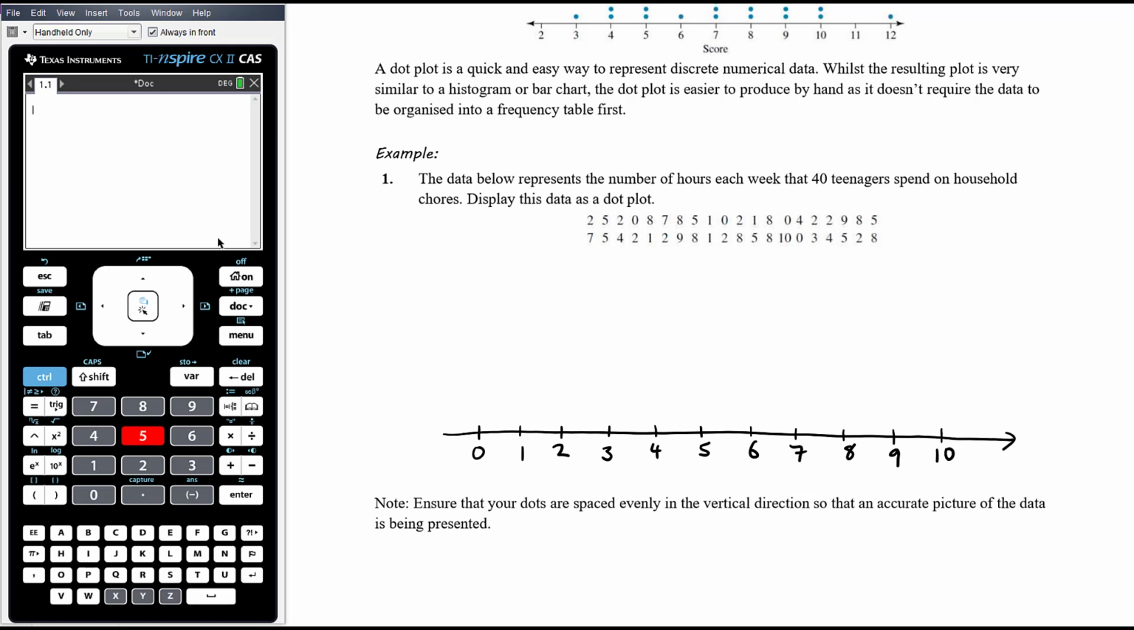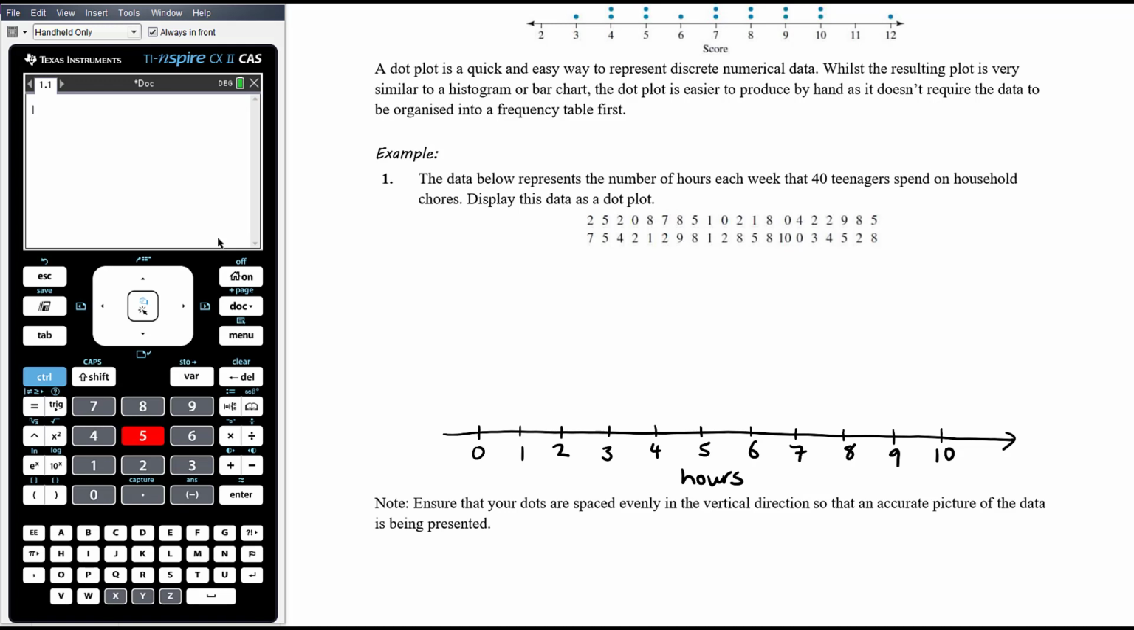And we also need to obviously identify what those values represent. So these are hours. Or, study hours, hours on chores each week, but the values represent hours.